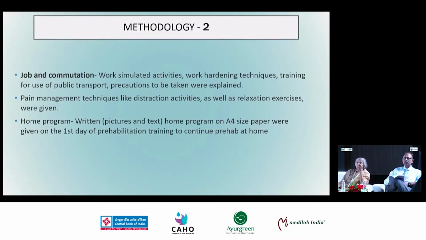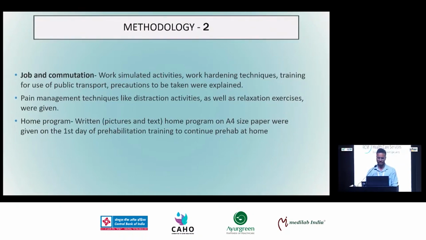Work simulated activities and work hardening techniques along with training was given to target the job. Pain management techniques like distraction activities and relaxation exercises were given as an adjunct, and home program was provided to the patient as well as caregiver.